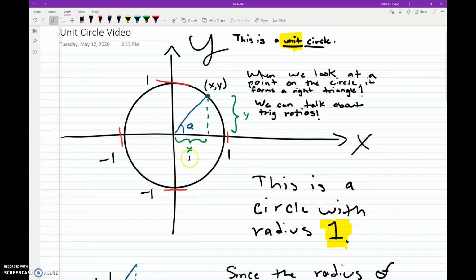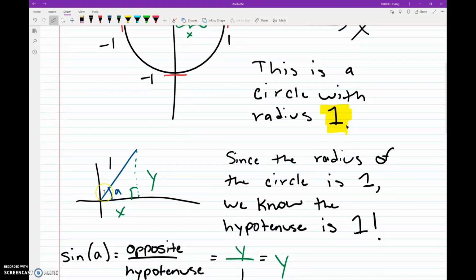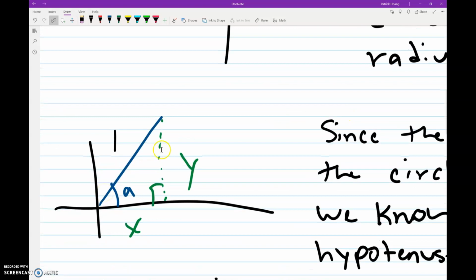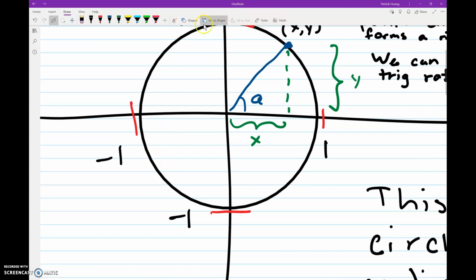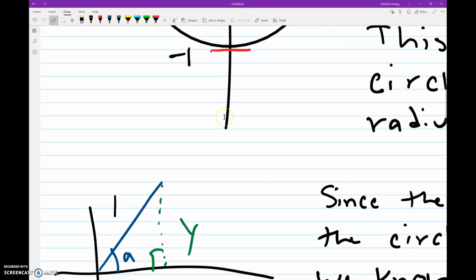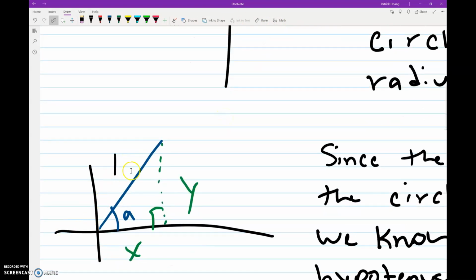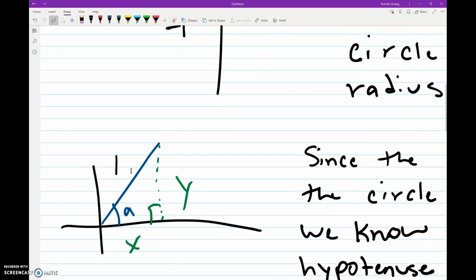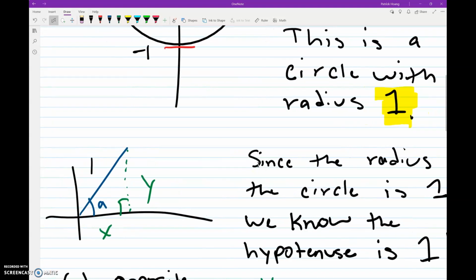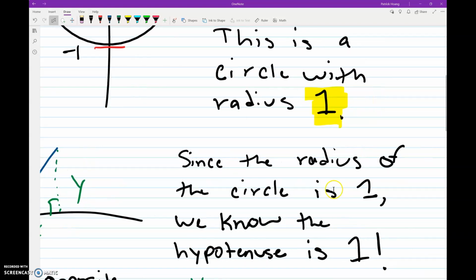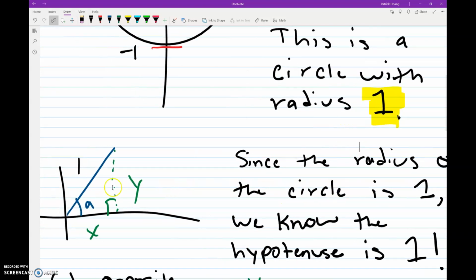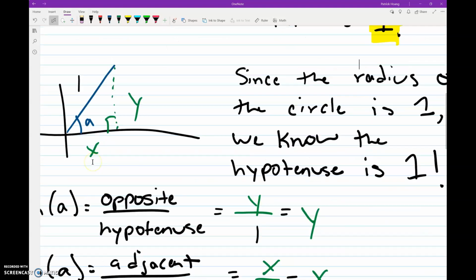But there's also something more that we could say. I took this triangle, stretched it out, and moved it down here. So let's talk about this triangle. Since the circle is radius 1, the unit circle, the hypotenuse right here has to be 1 unit. And I said it right here in the notes, which I've always attached on Schoology. Since the radius of the circle is 1, the hypotenuse has to be 1.